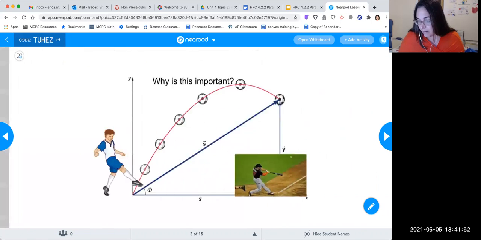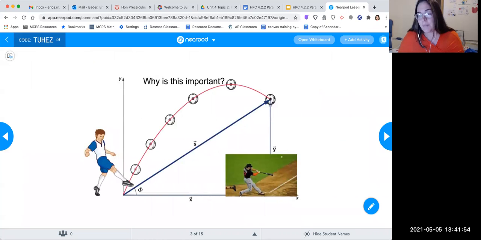Okay. So why is studying projectile motion and how we use parametrics to model it important? There are so many applications of projectile motion. I can't even fit them all on this page. Ballistics, missiles, rocket launches, all of these things in real life have applications that have to do with projectile motion.